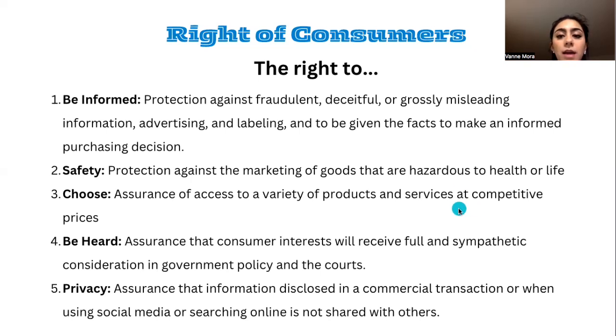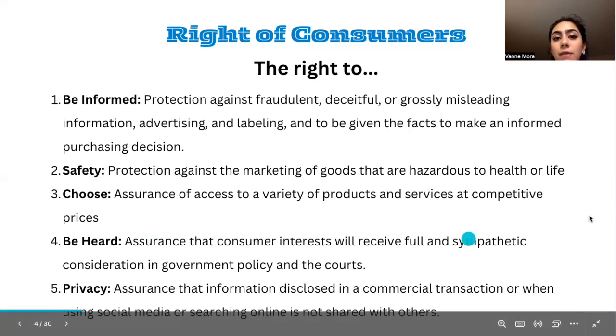Then we have the right to safety. This is a protection against the marketing of goods that are hazardous to health or life. An example of this is the children's toy. When you buy a toy for a kid, they have to make sure that it's not harmful for them, like it doesn't have any chemicals or sharp edges that can harm the children.